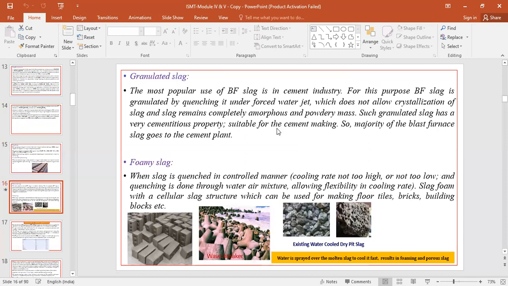Granulated slag: the most popular use of blast furnace slag is GGBS, ground granulated blast furnace slag, used in the cement industry. For this purpose, it is granulated by quenching it under a forced water jet, which does not allow crystallization, and the slag remains completely amorphous, glassy form. Such a granulated slag has very cementitious properties suitable for cement making. So the majority of the blast furnace slag goes to the cement manufacturing process.